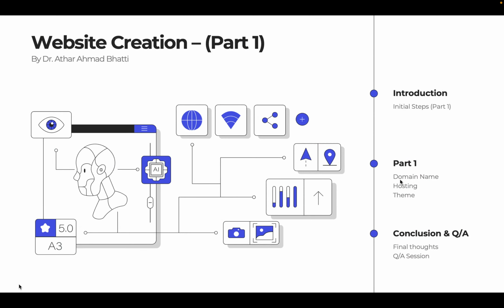This part is basically concerning how to obtain a domain name, how to get a hosting site, and how to select a theme, a WordPress theme basically, for your website. So I hope this is all fine. So let's get started.